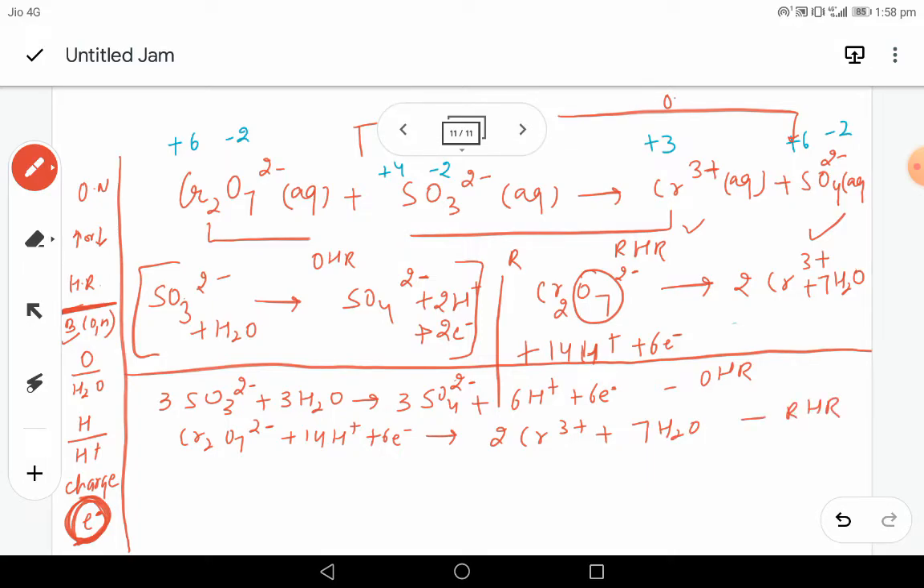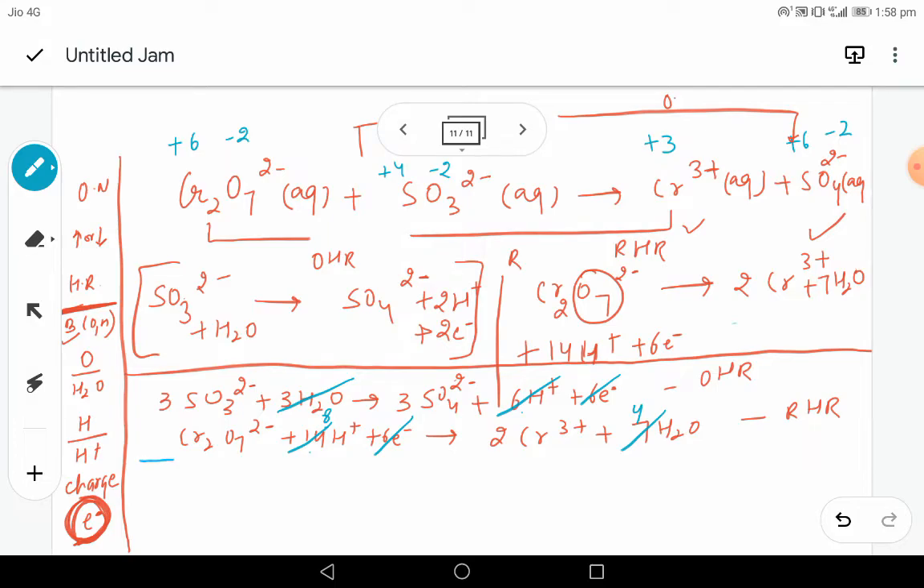Now if anything is the same on the reactant and the product side, that can cancel each other. So let us see. 6 electrons and 6 electrons, they get cancelled. 3 water on the reactant side, 7 water on the product side, that will remain 4. 14 hydrogen on the reactant side and 6 on the product side. This will be cancelled and it will be 8. I don't think anything else is cancelling.